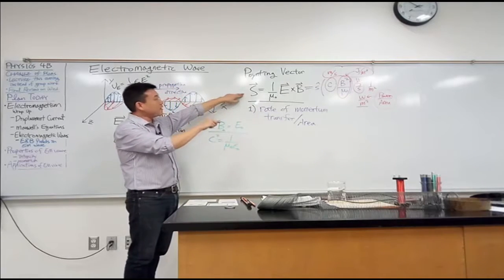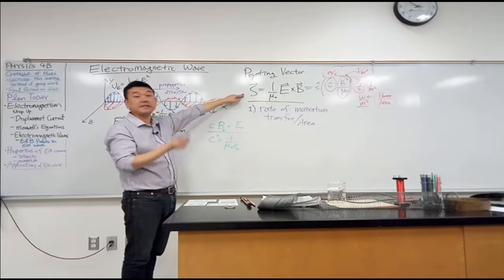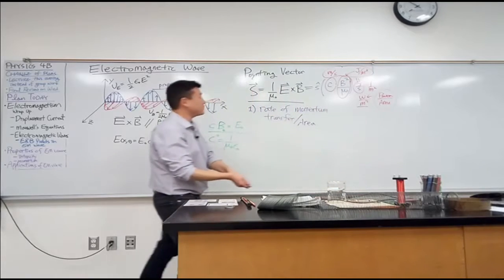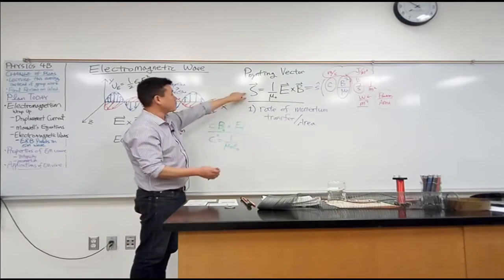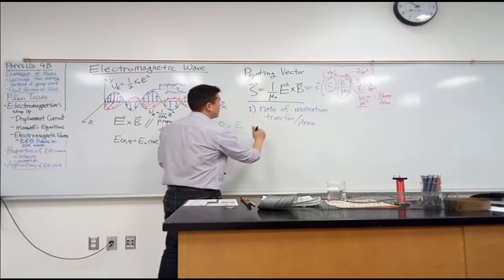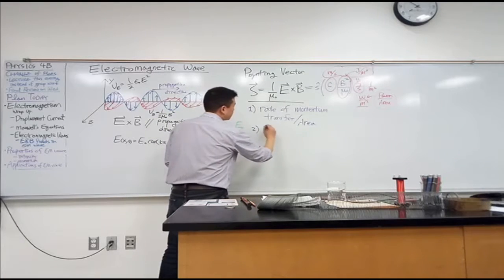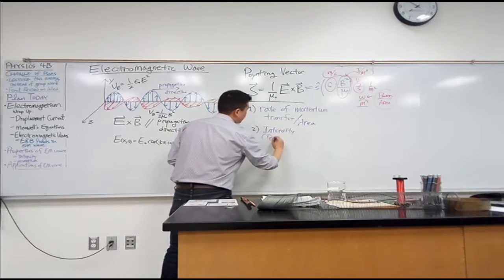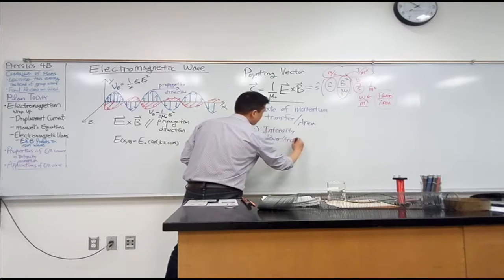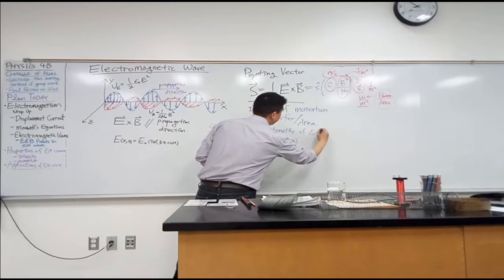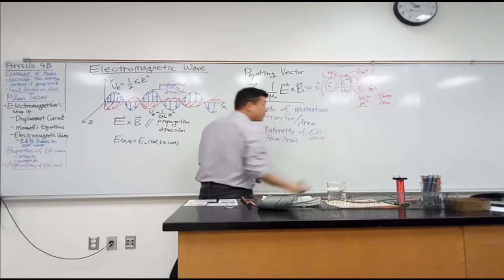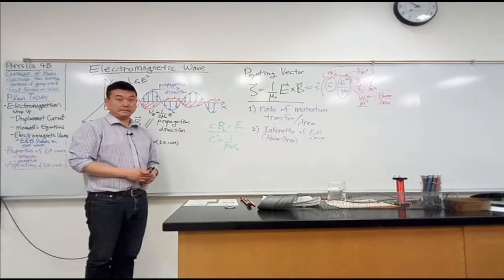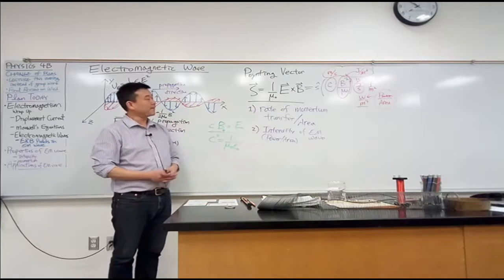So the Poynting vector, as it is, actually represents intensity. You can just take the Poynting vector as it is, and that's actually the second meaning of the Poynting vector. It represents the magnitude of it. It tells you the intensity, or power per area, of an electromagnetic wave, which is often but not always visible light. Okay. All right, I still need to figure this out.